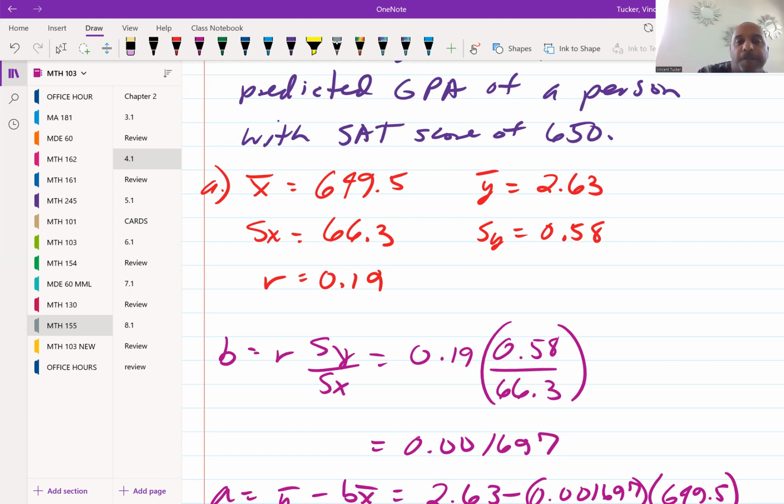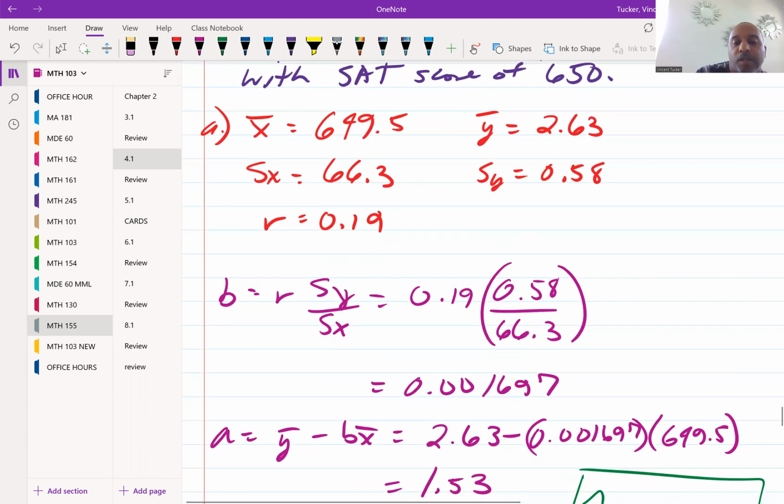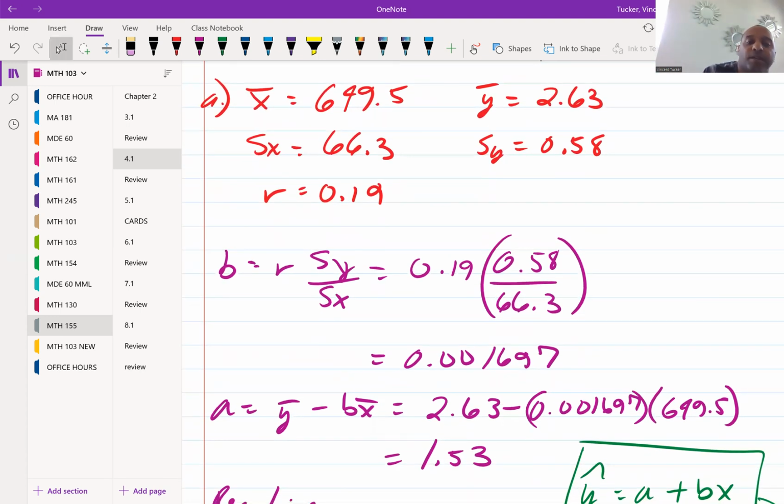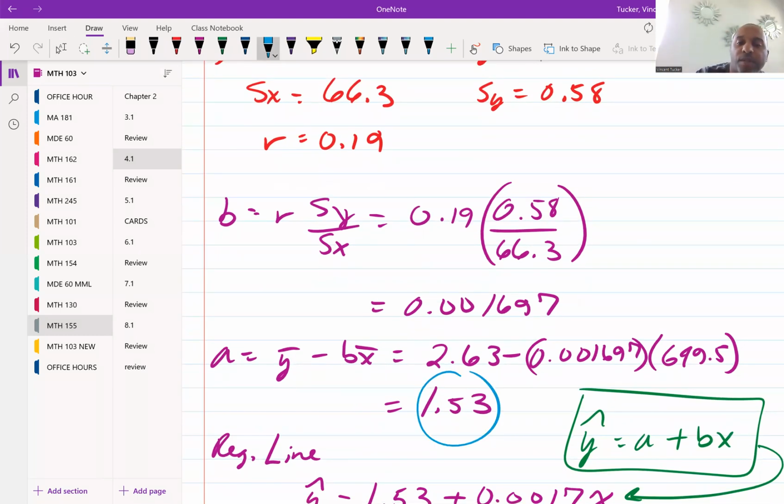Any questions? All right, so that's B. Now to find A, that's Y bar minus B times X bar. So Y bar was 2.63. B goes right here, 0.001697 times 649.5. That ultimately gives us 1.53.